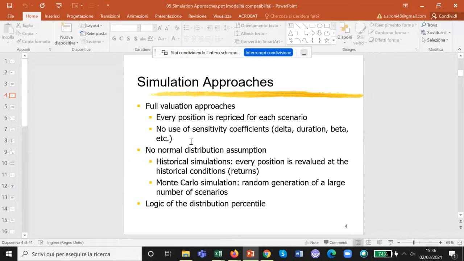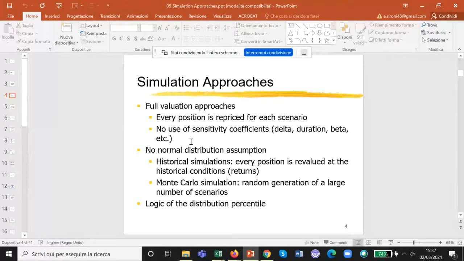Therefore, it's important to highlight that from a computational point of view, they are more complex than the parametric approach, okay? It's much more complex to revalue an entire bank portfolio than to use sensitivity coefficients, okay? So that's one important common feature.